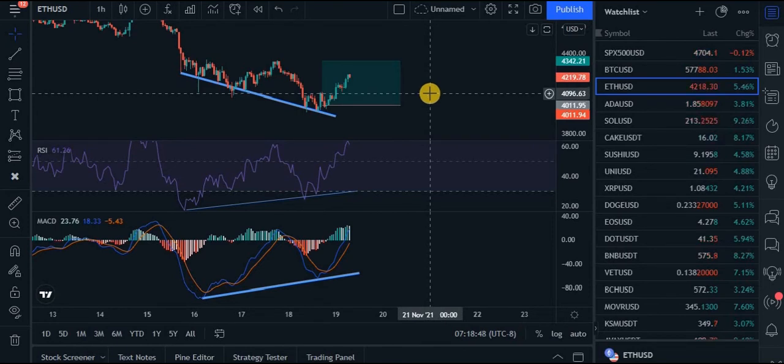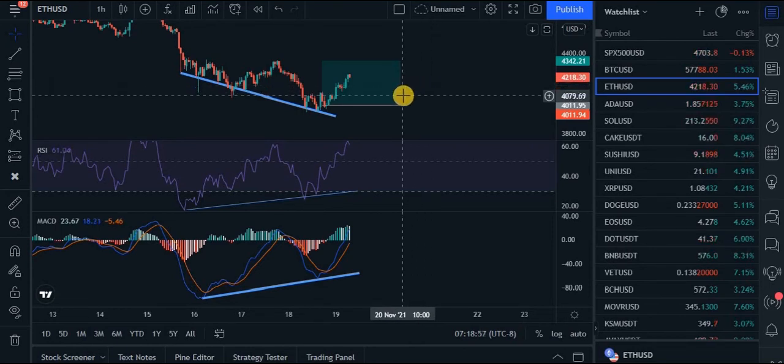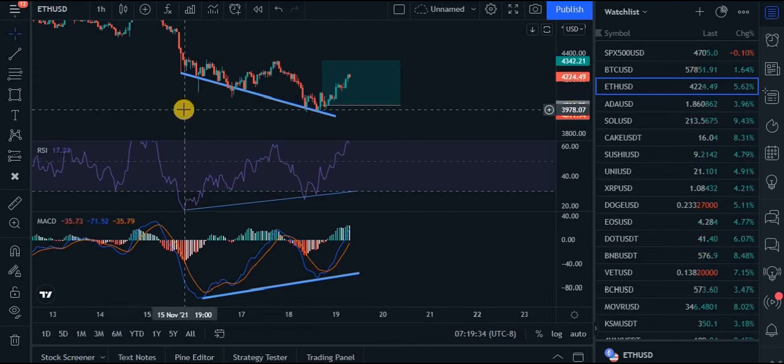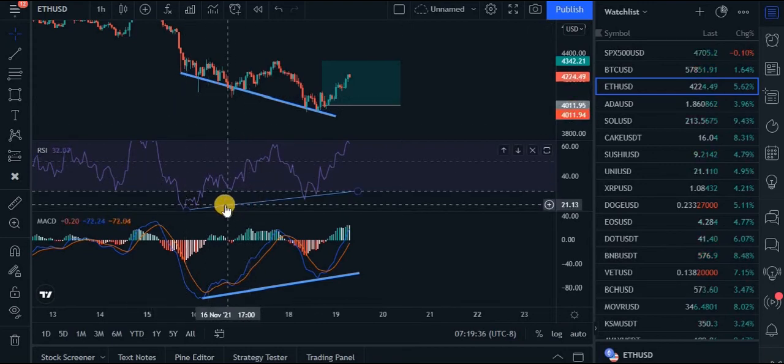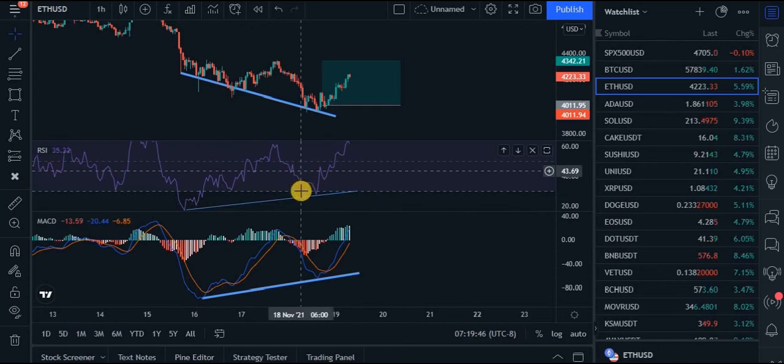Without money management and risk management, it's very likely that you lose all your money in the end. You might gain some money, you might lose some money, but if you don't have a solid money management and risk management, you will definitely lose all your money in the end. Anyway, this is the way that you can use divergence and overbought and oversold zone for RSI and MACD.